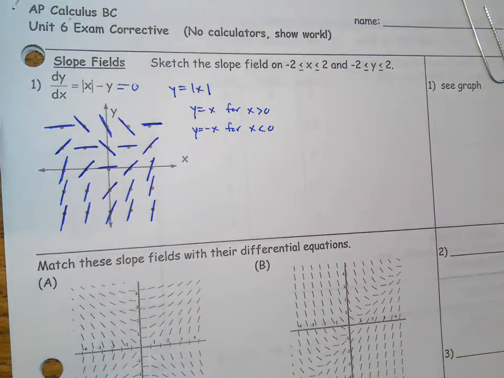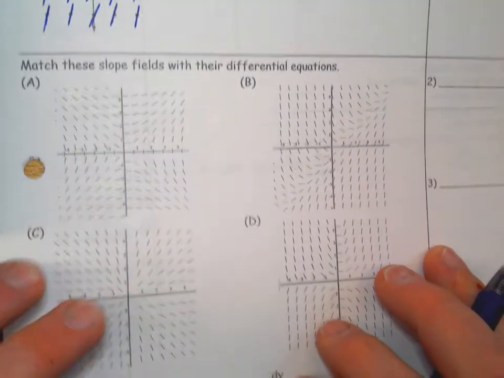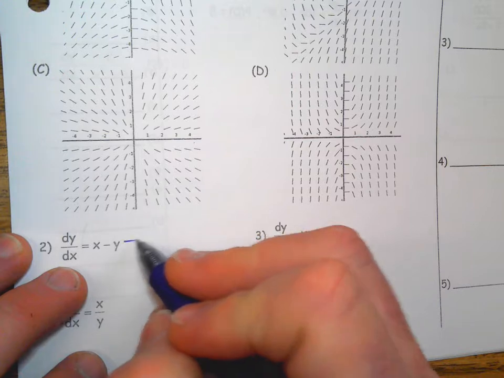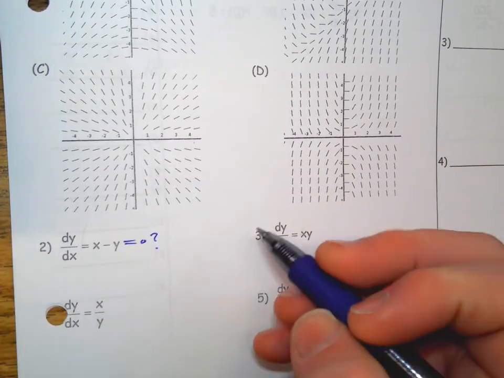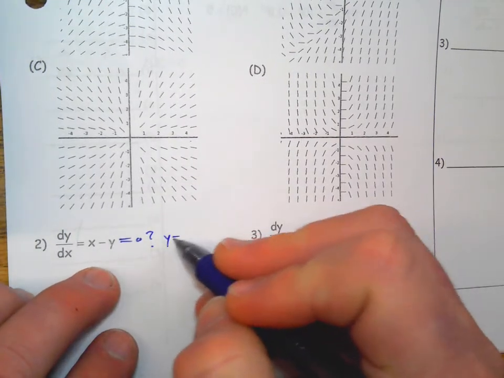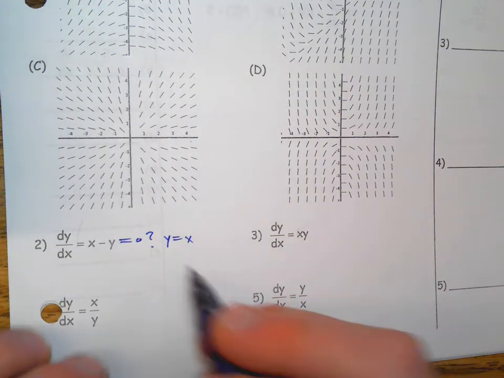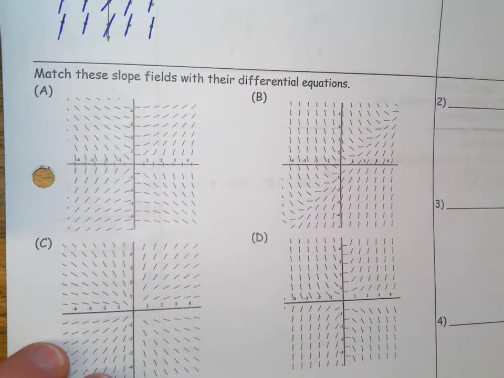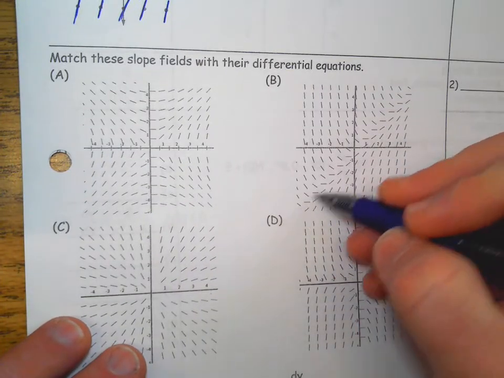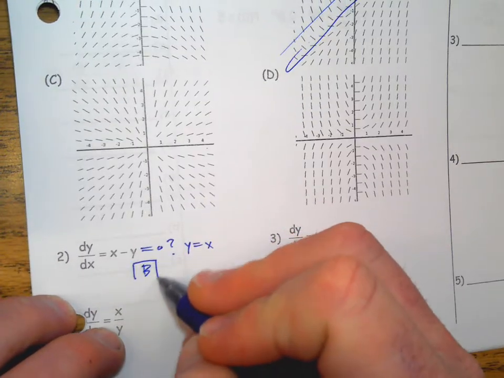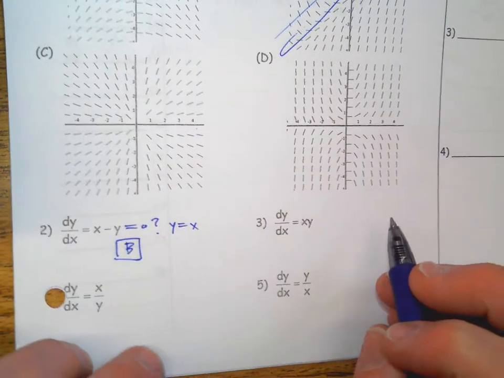Look for patterns. Okay, these next ones, multiple choice. So I'm going to kind of do the same thing. I'm going to look for the easy to identify slopes. So when is x minus y equals 0? It's going to be y equals x. So we're looking for a graph that has 0 slopes along y equals x only. So that seems to be B right here, right? And there's not another one to narrow it down from.